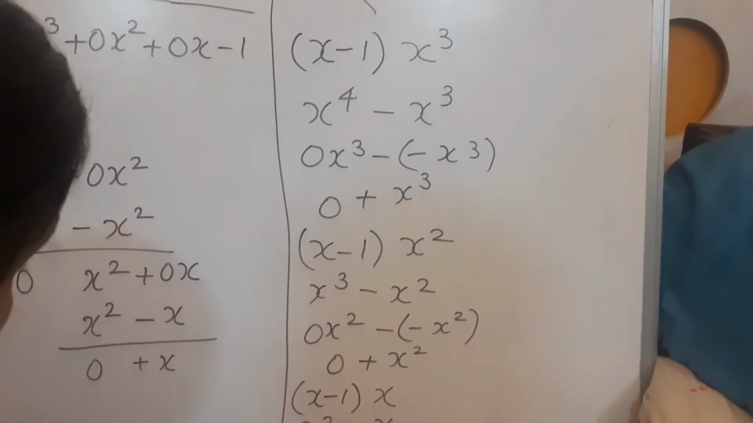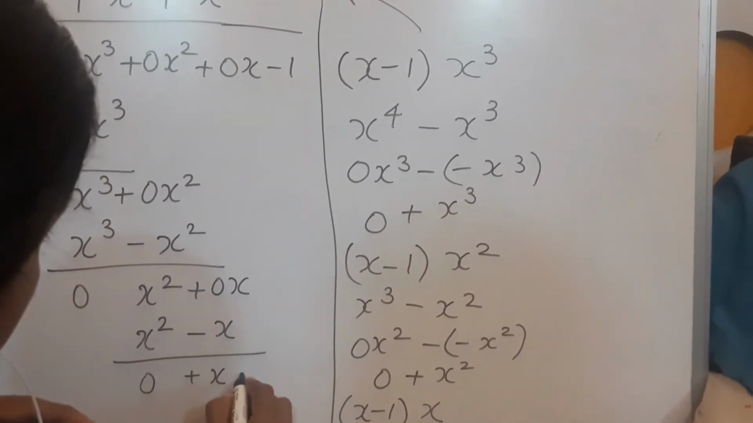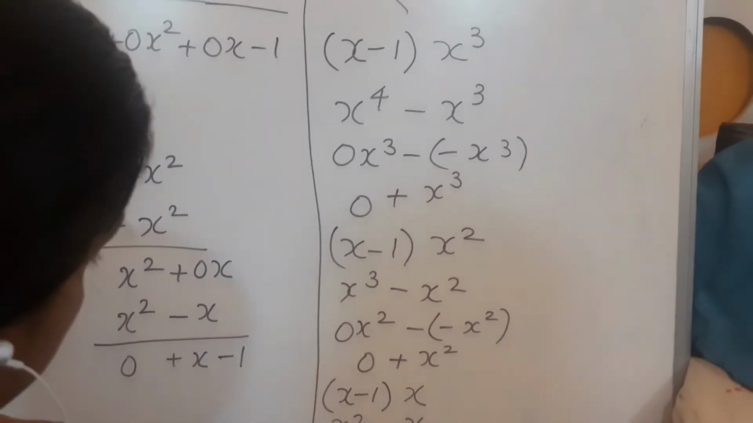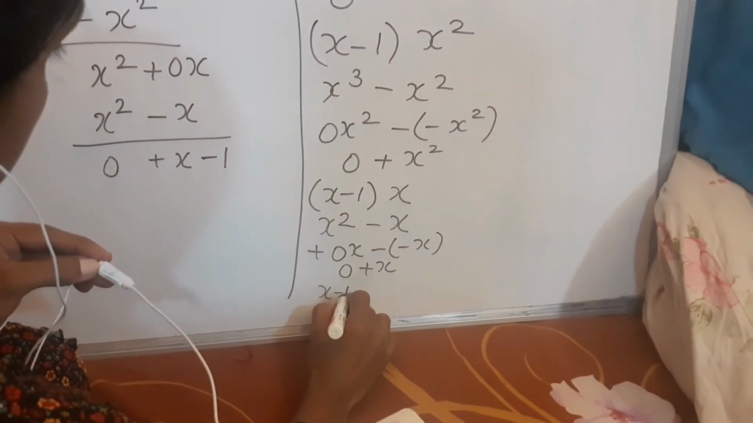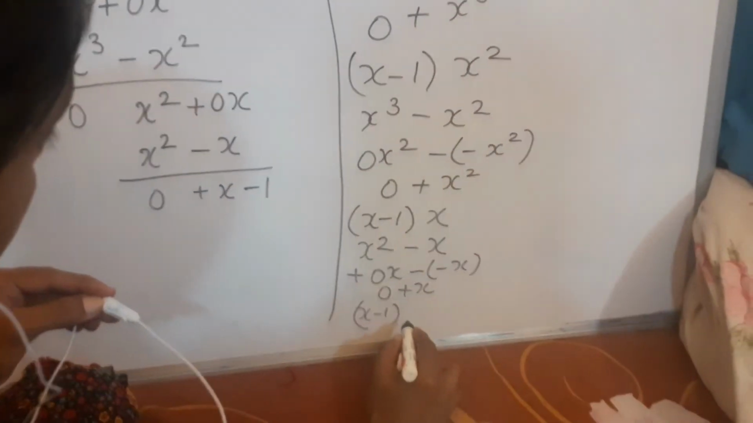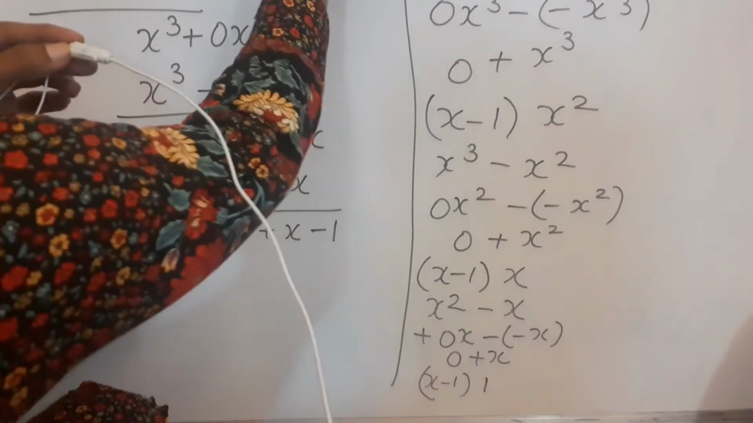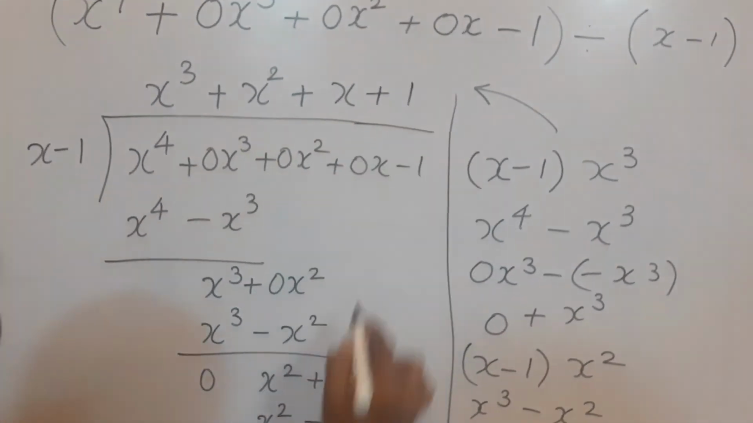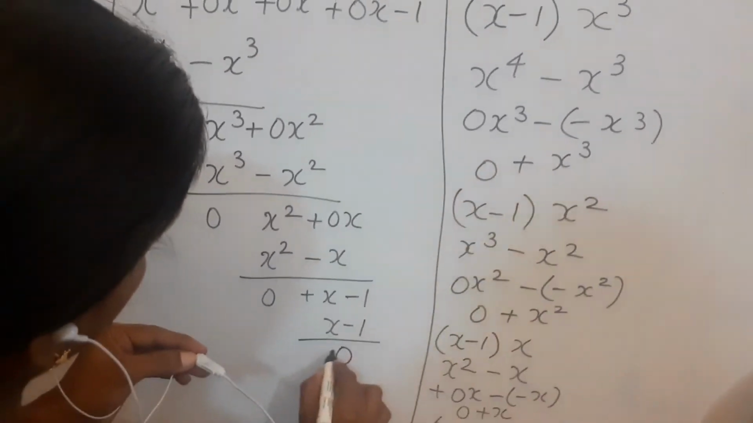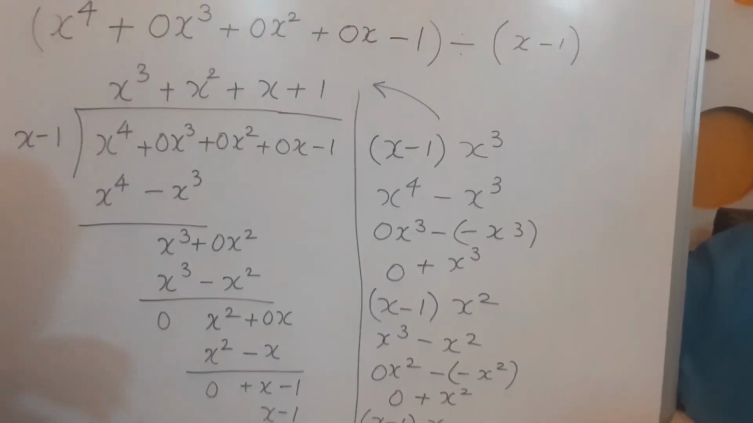Alright. Now what is remaining is minus 1. You bring it down here. Again write the divisor here. Now it becomes very easy. What multiplied by x minus 1? Okay. So it is 1. So this is immediately transferred here. Okay. So this is your answer.